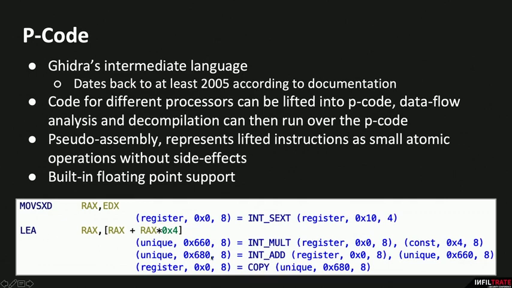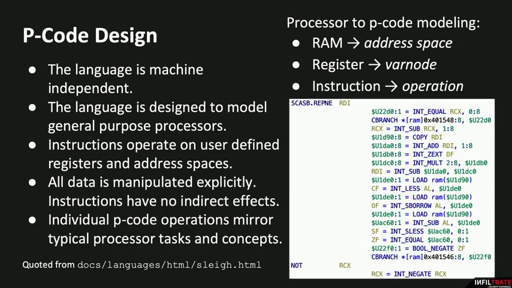A bit on P-code's design. This is quoted directly from NSA's documentation included with Ghidra about some of the design decisions they made with P-code, as well as some of the language around P-code. So RAM translates to a P-code address space. Registers are represented as varnodes. Varnodes also represent local stack and heap variables or global variables. All kind of data that you want to interact with in the program is abstracted away as a varnode. And then instructions are abstracted away to P-code operations.